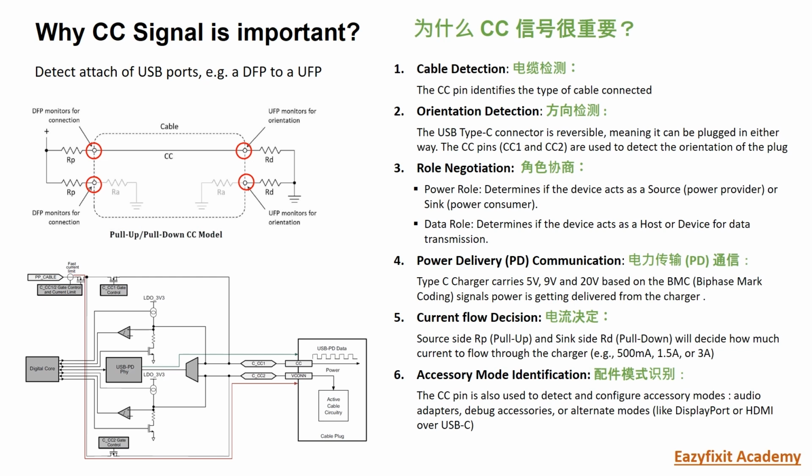Power delivery. What is power delivery? A Type-C charger carries 5 volts, 9 volts, or 20 volts. Based on the BMC code, power is delivered from the charger. Current flow decisions are also decided through the BMC code, whether it's going to send 500 milliamps, 1.5 amps, or 3 amps. Accessory mode identification.